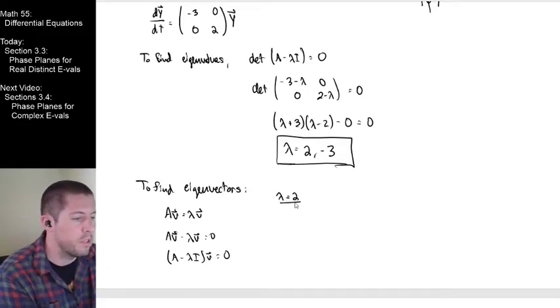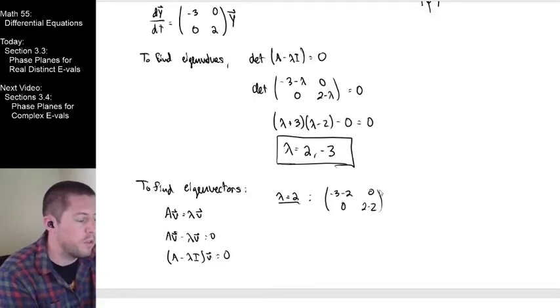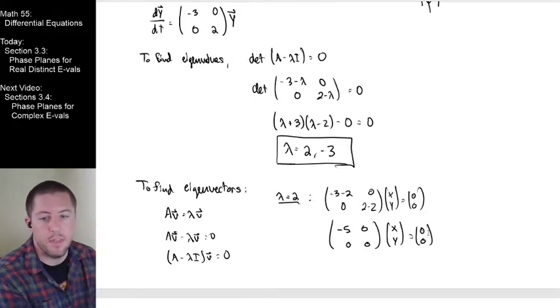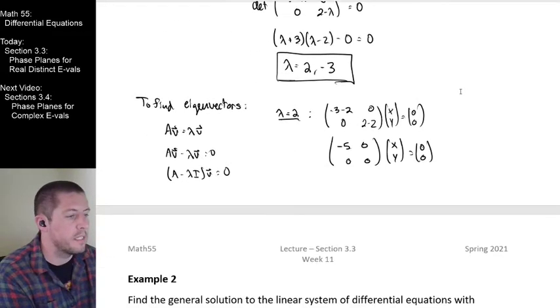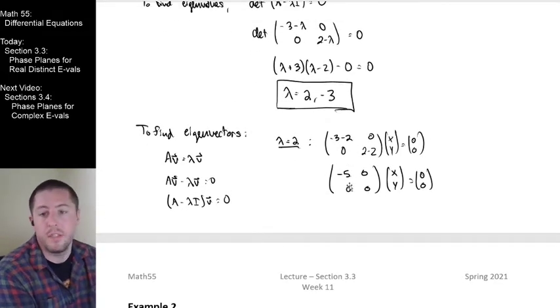So when lambda is equal to 2, we're going to get that A minus lambda I right there. It looks like we're going to get a negative 3 minus 2, 0, 0, 2 minus 2, times xy equals 0, 0. That's going to lead me to the statement negative 5, 0, 0, 0 times xy equals 0, 0. Remember, the thing that you should anticipate with these always is that only one of the two lines is what you need for this.